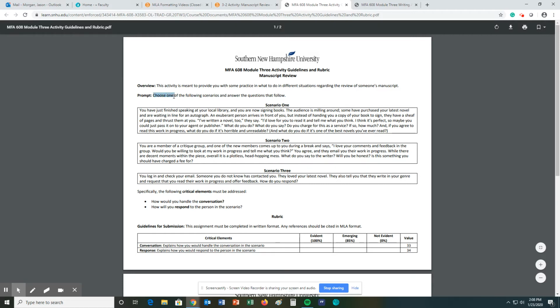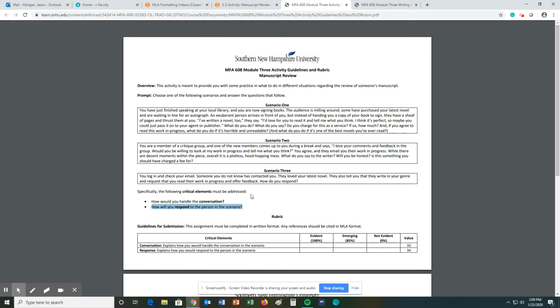Choose one of the following scenarios, and then you're going to answer a couple of questions. These scenarios right here, all 3 of them have happened to me. These are realistic. What you're going to do is look at each scenario and figure out which one you want to respond to. And then you're going to answer a couple of questions. How would you handle this conversation? How will you respond to the person in the scenario?